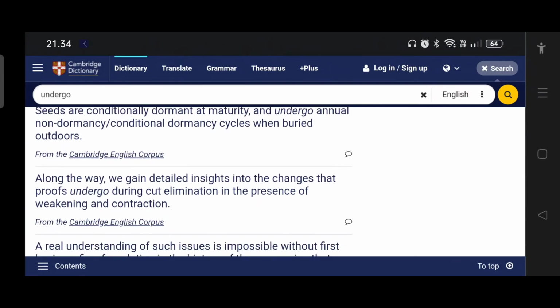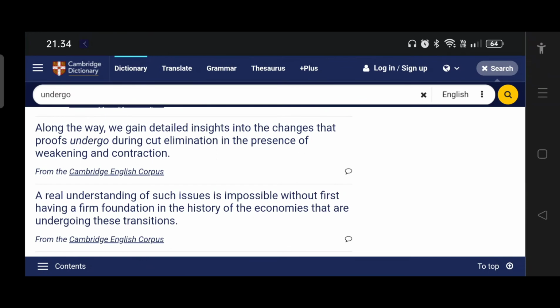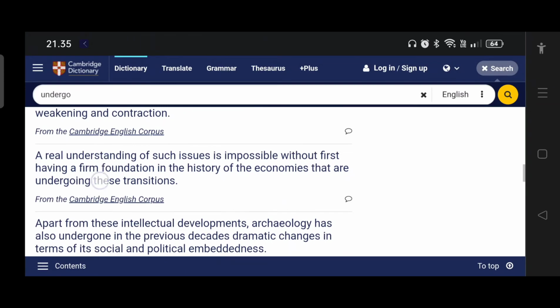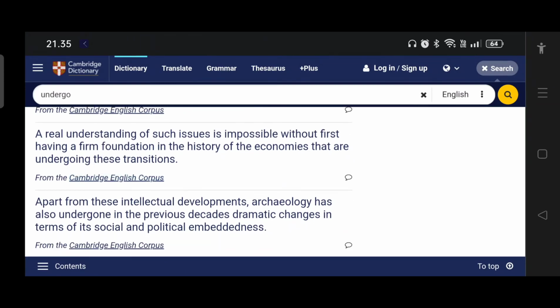Along the way, we gain detailed insights into the changes that proofs undergo during cut elimination in the presence of weakening and contraction. A real understanding of such issues is impossible without first having a firm foundation in history of the economies that are undergoing these transitions. Apart from these intellectual developments, archaeology has also undergone in the previous decades dramatic changes in terms of its social and political embeddedness.